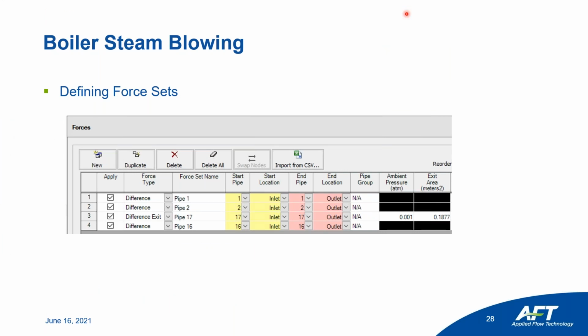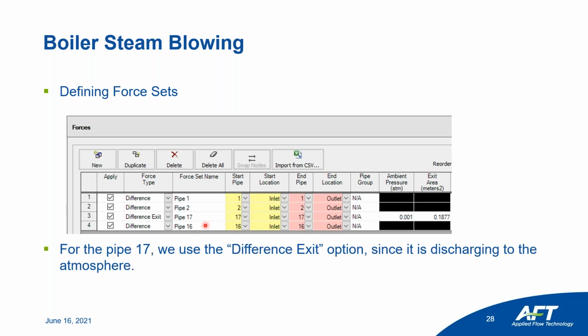The first thing you do is to define the force sets where you want to calculate the forces. Here I'm applying it to pipe 1, pipe 2, pipe 17 that discharges to the atmosphere, and pipe 16, but you can do it for any pipe in the system. For pipe 17, we use the differential exit option because it's different. It's discharging to the atmosphere and has one elbow, so we want to calculate the change of momentum due to the flow, considering it has only one elbow.